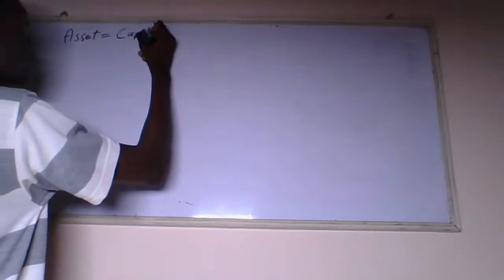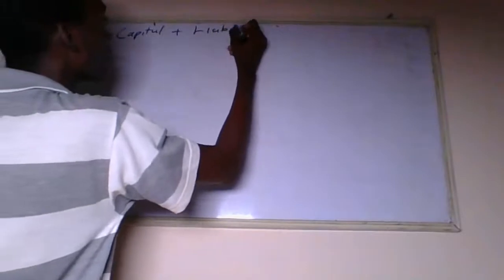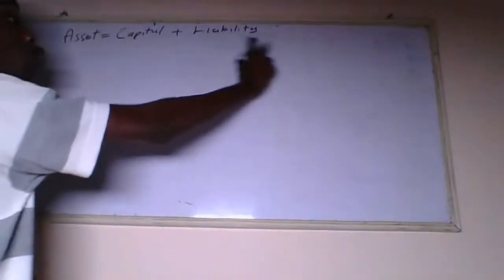Okay, now the next item we're going to treat is the balance sheet. Before we go through the solution, let me give you some points of the balance sheet. Under balance sheet, remember the accounting equation I gave: assets is equal to capital plus liabilities. So this is basically what we're going to do in the balance sheet.